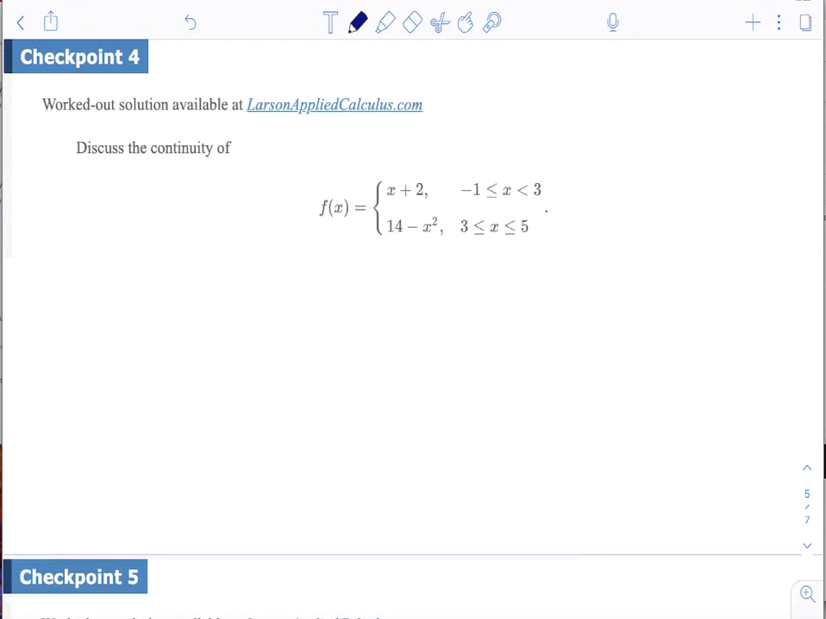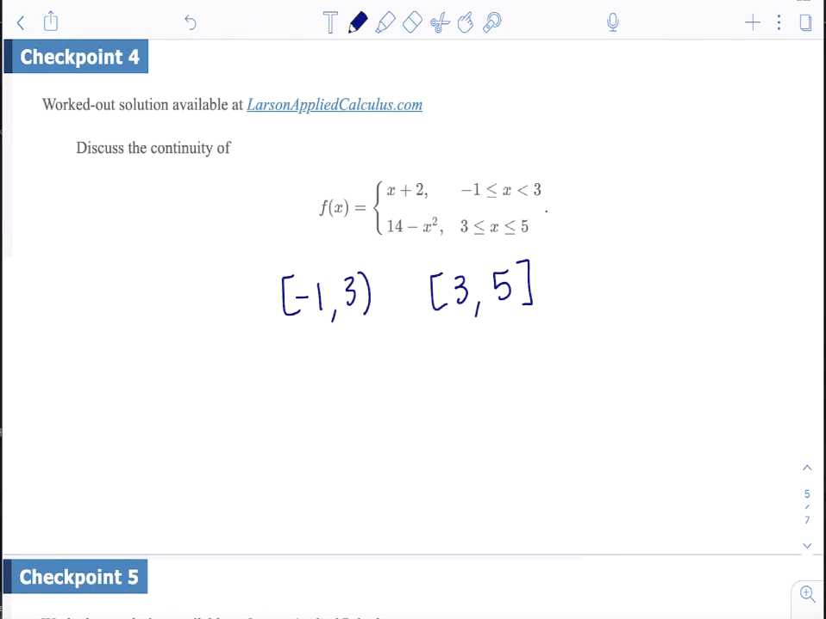Because both of the pieces of this piecewise function are polynomials, we know that they will be continuous on their intervals. So we know already that from -1 to 3, and from 3 to 5, this function is continuous. The only thing we're not sure about is what's happening at 3.